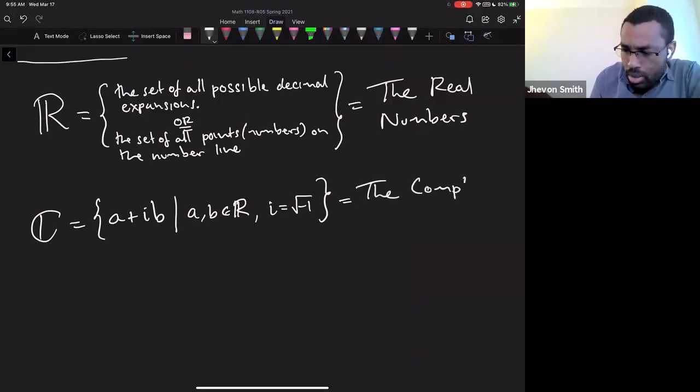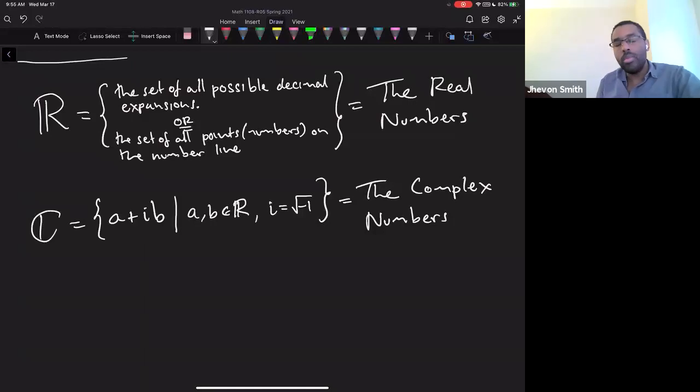Of course, we don't talk much about the complex numbers in this class. I guess I would mention them because they're very famous. So that's the complex numbers.